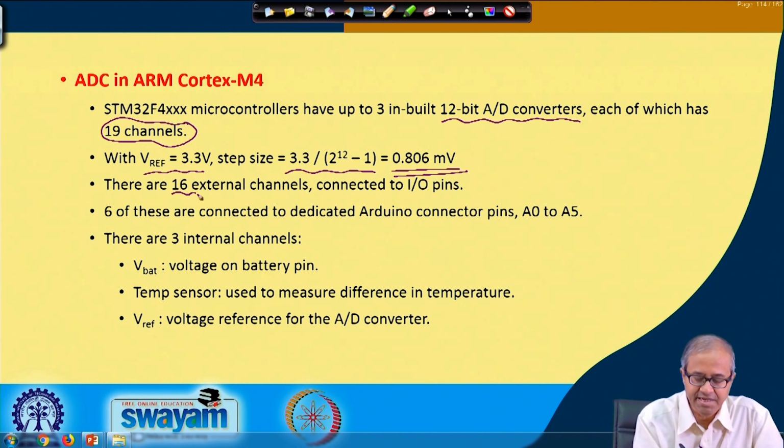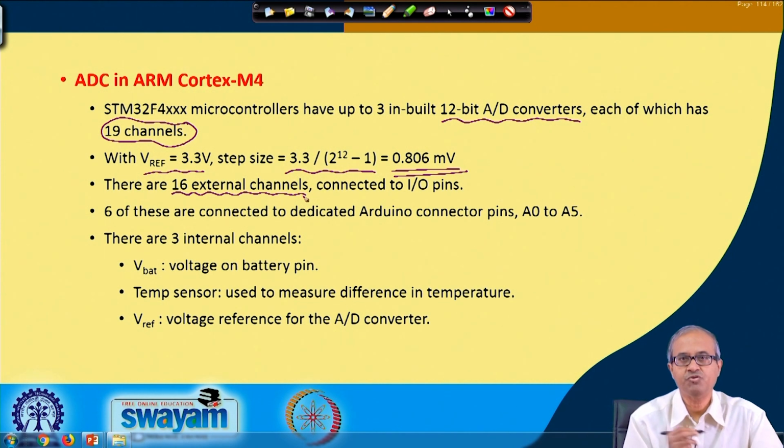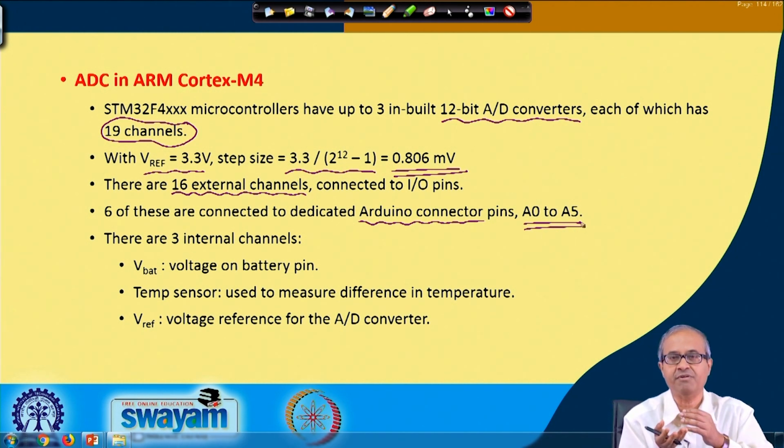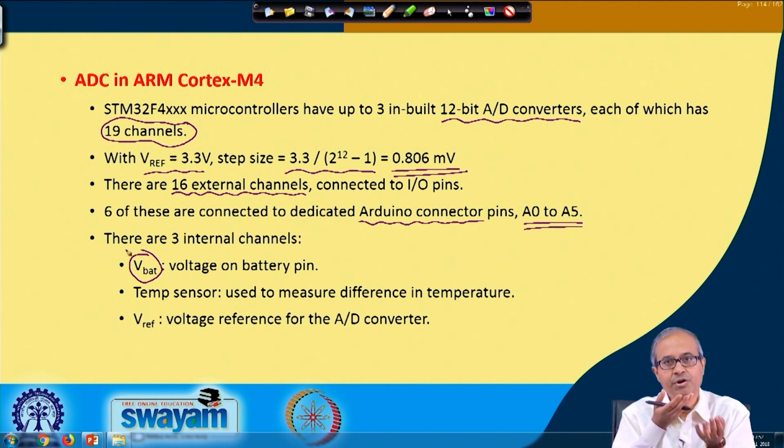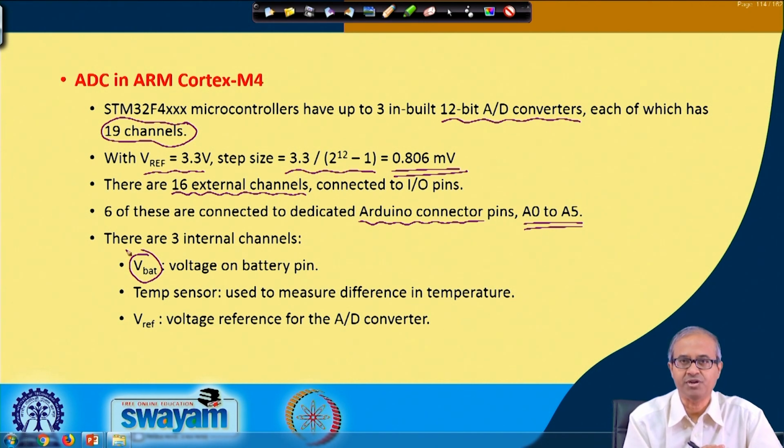There are 16 external channels which are connected to the input output pins, okay. And out of these 16 channels, 6 of them are available on the Arduino connector pins. I shall be showing them. These are called A0 to A5. And in addition, there are 3 internal channels which are meant for checking the health of the system. The system can check itself. These 3 internal channels are connected to the voltage of the battery. If the board is running on battery, you can also read what is the battery voltage.